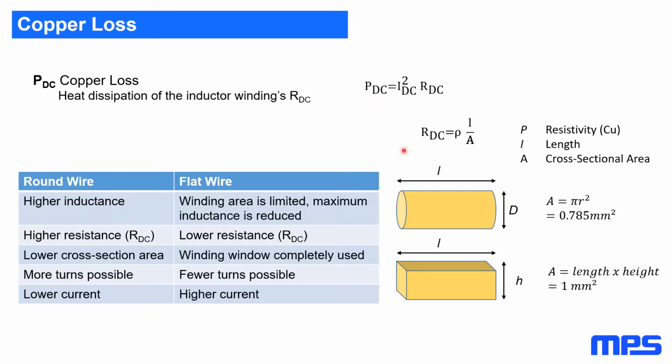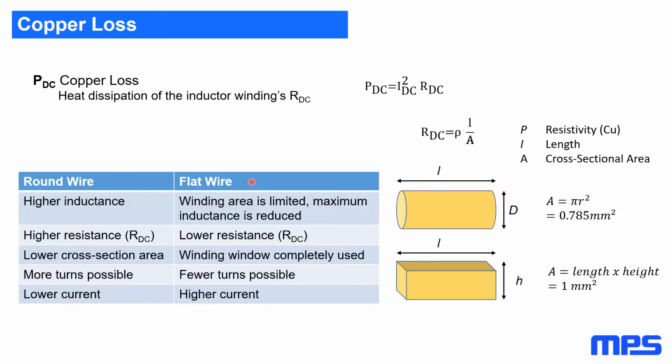But not everything is advantage or disadvantage. Round wire has some characteristics. As you see, the cross-sectional area is less, so you will be able to have higher inductance values, because you will have more space to add more turns. But in the same way, adding more turns will increase the resistance. You will have more copper, so more resistance, and the current will be affected also. So you will have lower IDC.